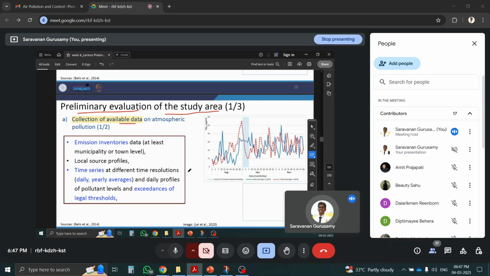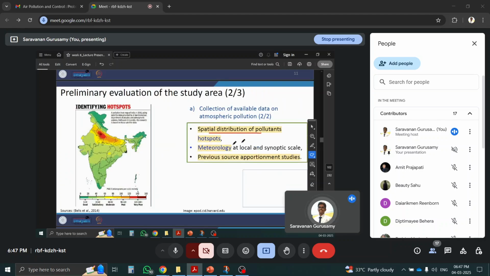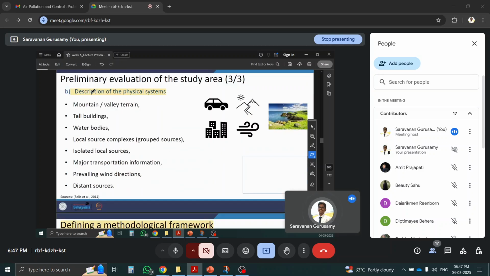This receptor model will work with the data collection again. So emission inventories, time series models. Again, we need everything. You can see here the spatial distribution of the pollutant we need. What are the hotspots we need to know, and meteorological data. It is not the complex meteorological data. The basic meteorological data we need for the receptor model.